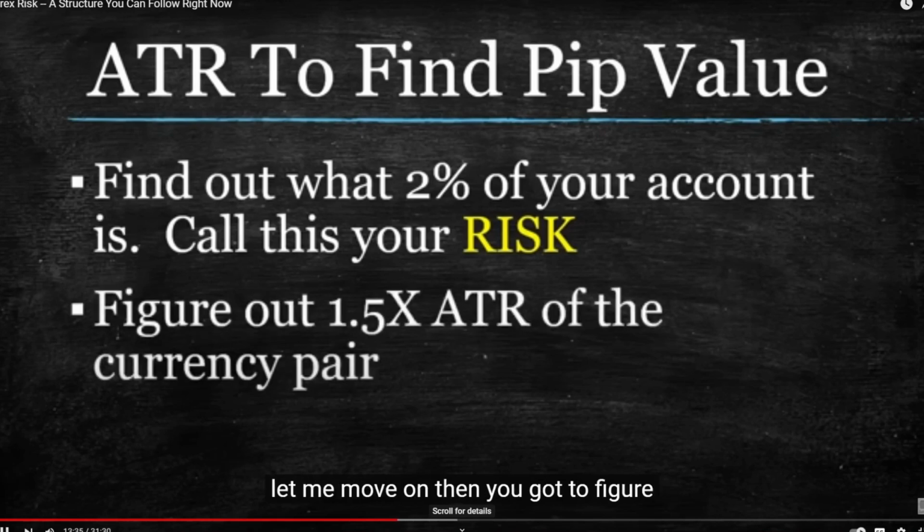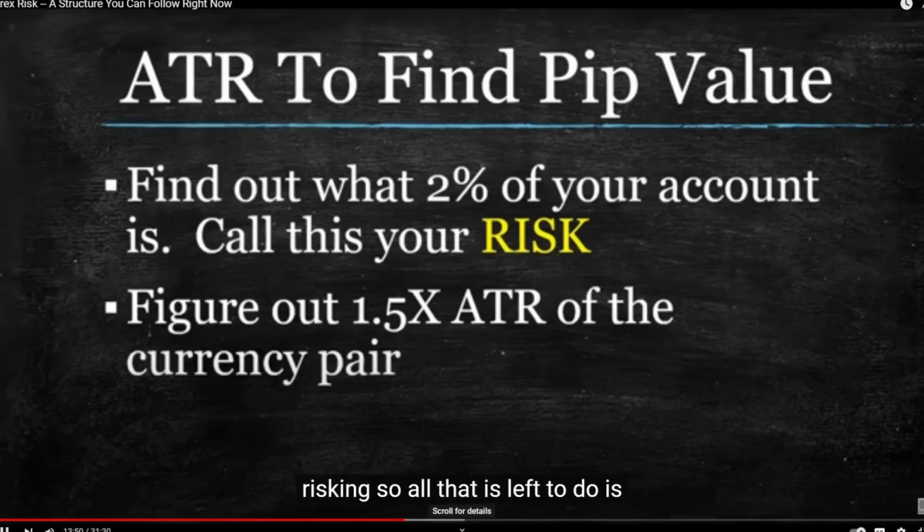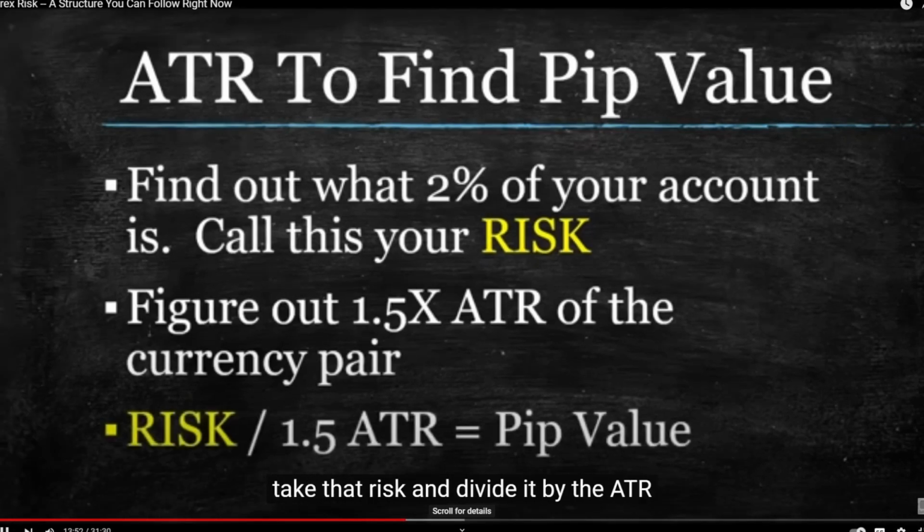We move on. Then you've got to figure out what 1.5 ATR of the currency pair actually is. You may have already done this, but this is where you're going to put your stop loss. And now at this point, you know where your stop loss goes. You know how much of your account you're actually risking. So all that is left to do is take that risk and divide it by the ATR. And that is going to tell you how many dollars per pip you need to put on this trade.